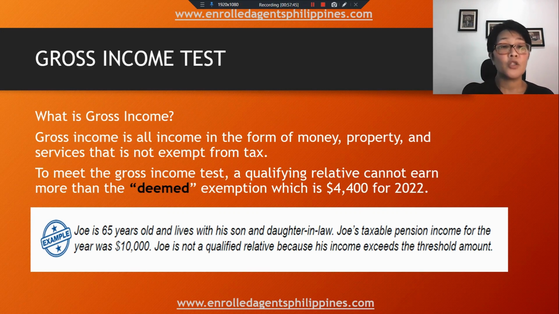Okay, so example, Joe is 65 years old and lives with his son and daughter-in-law. Okay, so pasok siya dun sa relationship, diba? But Joe's taxable pension income for the year was $10,000. Ito na. No, ang limit lang is $4,400. So since kumita si Joe ng $10,000, hindi na niya na-meet yung gross income test, which is sinet lang at $4,400. So, therefore, Joe is not a qualified relative because his income exceeds the threshold amount. Okay?